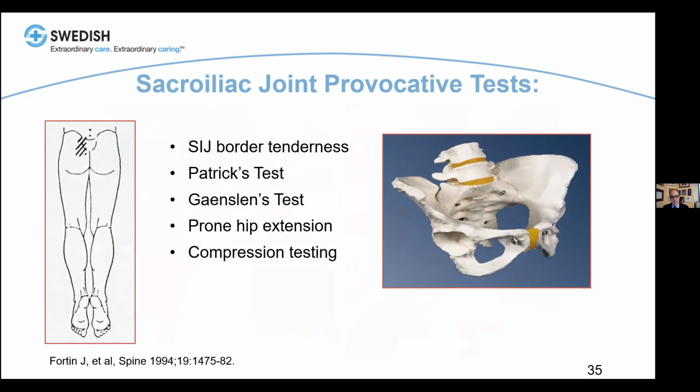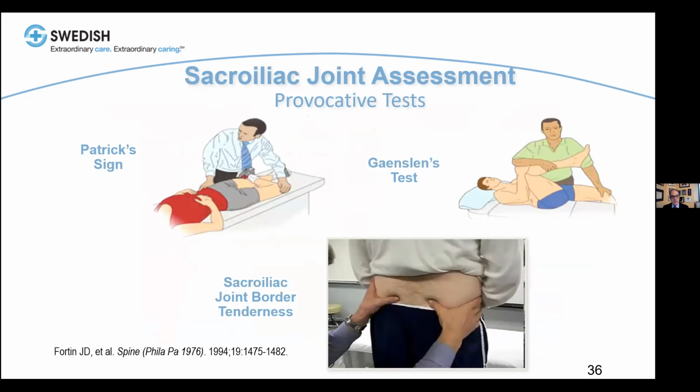Patrick's is really FABER's. Gaenslen's is where you extend their leg over the side of the bed, and we'll show you that. So here's Patrick's. Again, it's FABER's, which is flexion, abduction, external rotation. And we put their ankle over the opposite leg. And then we say, does that hurt in the buttock?